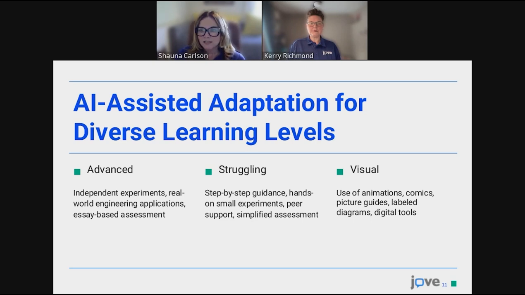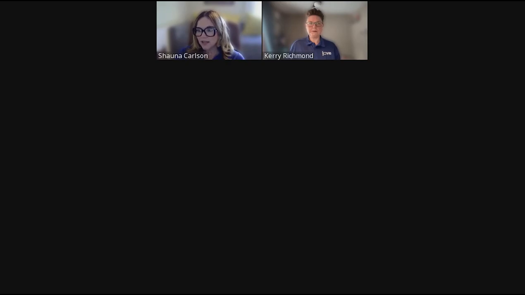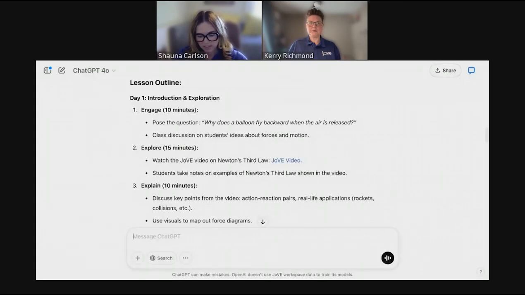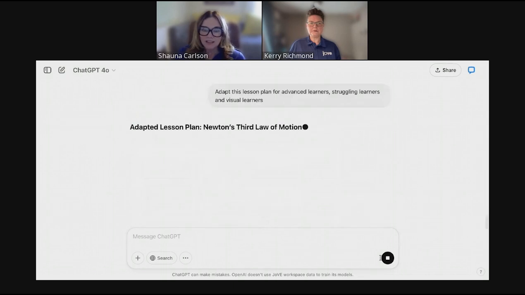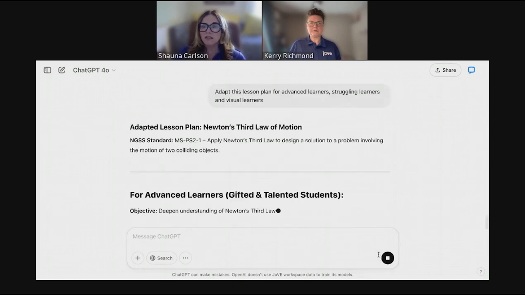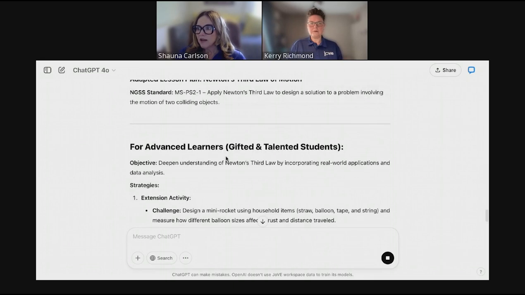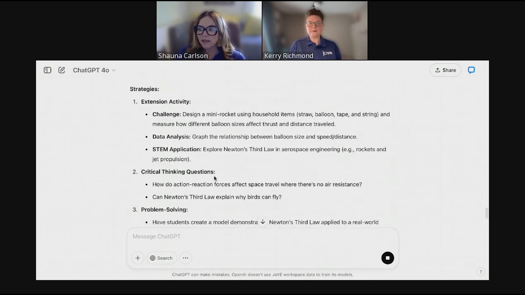So if that is the case, then we would want to continue in our strand that we currently have going with ChatGPT, and add in another prompt to help us with our lesson. So I'm going to paste in here to adapt this lesson for advanced learners, struggling learners, and visual learners. This one will probably take a bit because essentially it will take the lesson plan it just created and create 3 versions of it as well. And we'll see that breakdown as we continue.